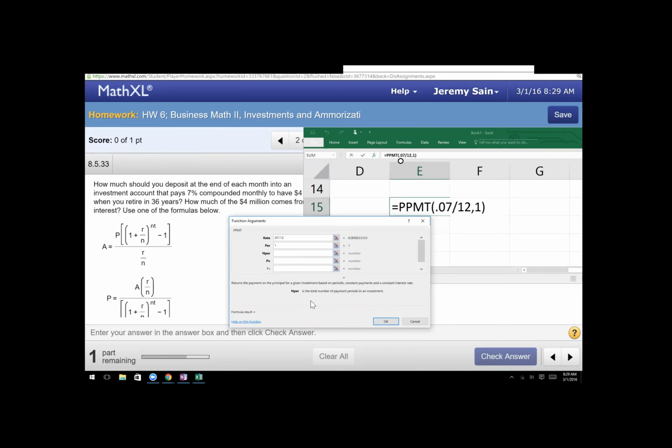Okay, nper is the total number of periods we're doing this for. So we're going for 36 years, and we're doing 12 periods every time. So I put in 36 times 12. Okay. And then the future value is, oops, I shouldn't have typed equals. Actually, I think it's the, I'll put it in one of them, see if it works. Let's put in 4 million. Okay, yeah, that does it.